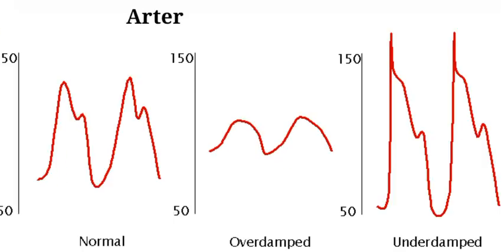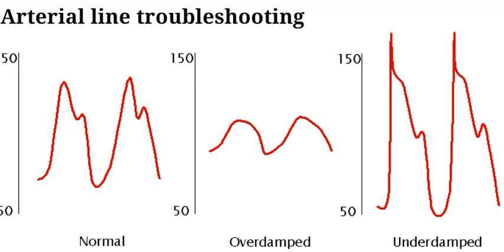Now let's see arterial line troubleshooting. In troubleshooting, there are two different waveforms needed to be identified by a healthcare provider: overdamping or underdamping waveform. Overdamping of the pressure waveform occurs when there is a blockage between the fluid-filled system and the transducer, such as a blood clot or air bubble. Underdamping can occur when the tubing is too long or the heart rate of the patient is too high.